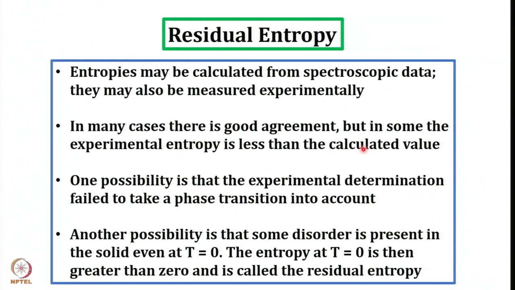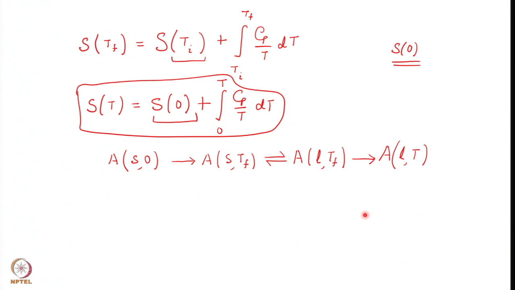Now look at the next comment. One possibility is that the experimental determination failed to take a phase transition into account. As I was trying to explain here, if I miss this phase transition, then your experimental value of entropy will be lesser than the calculated value. Why? Let us see how to write that. For this, I will write S(T) is equal to S0 plus the integral from 0 to Tf of Cp of solid by T dT. I have covered this part.